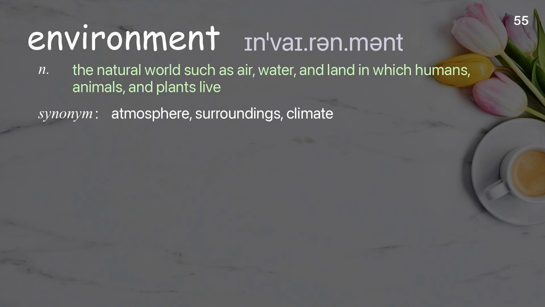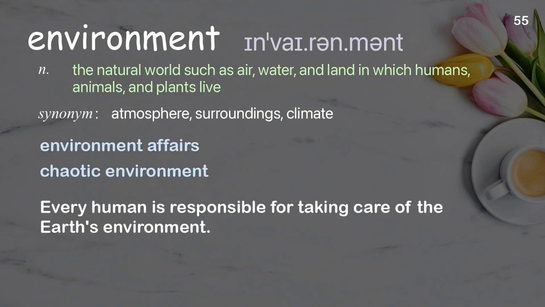Environment. The natural world, such as air, water, and land, in which humans, animals, and plants live. Examples. Environment affairs. Chaotic environment. Every human is responsible for taking care of the Earth's environment.